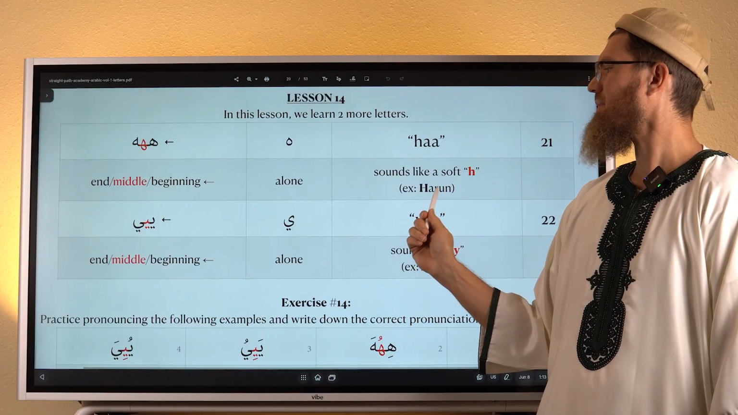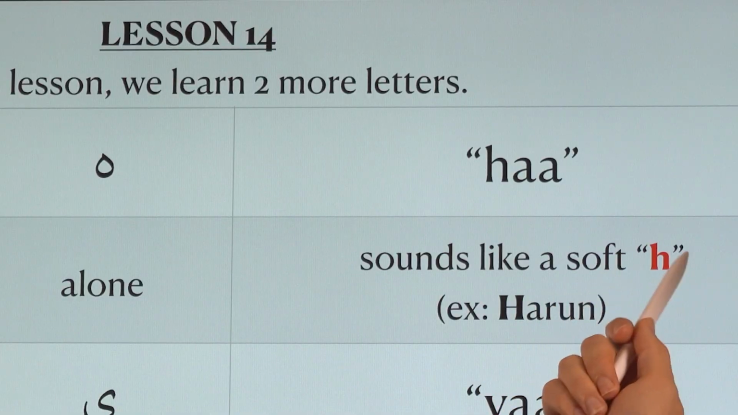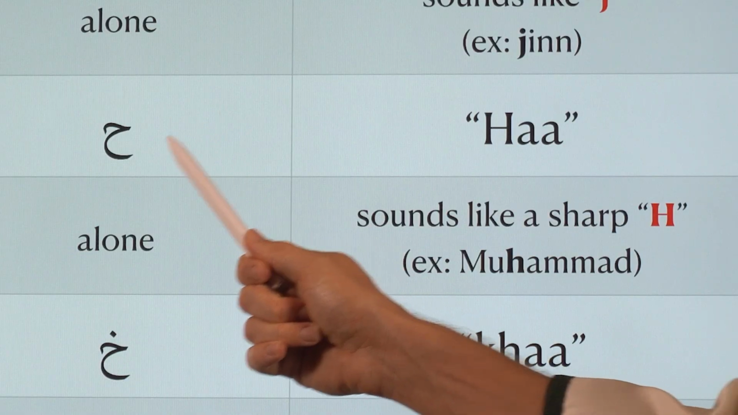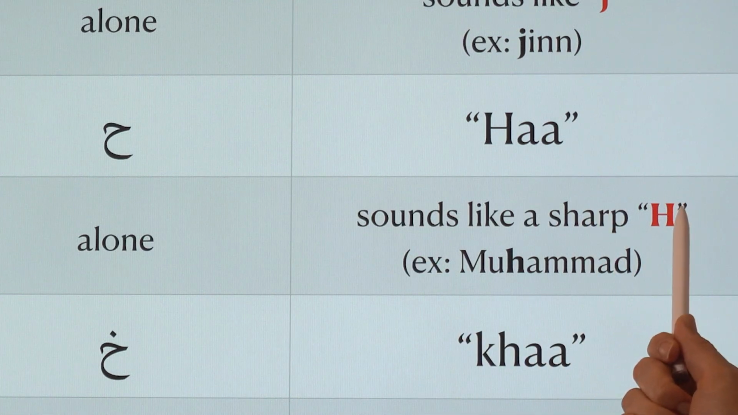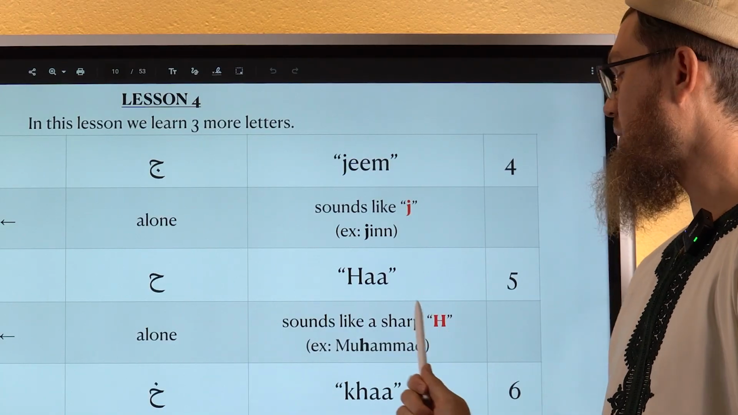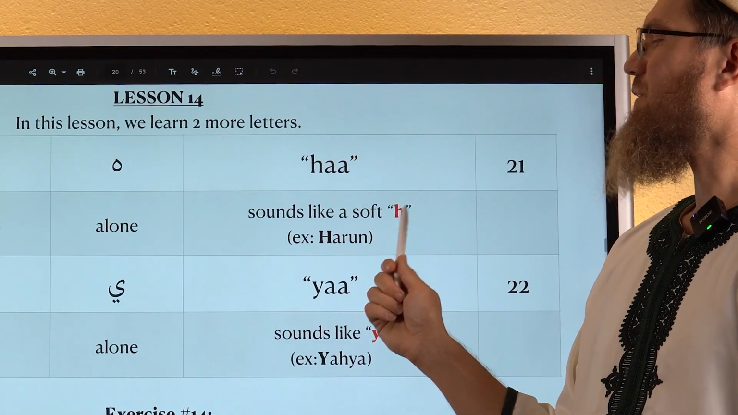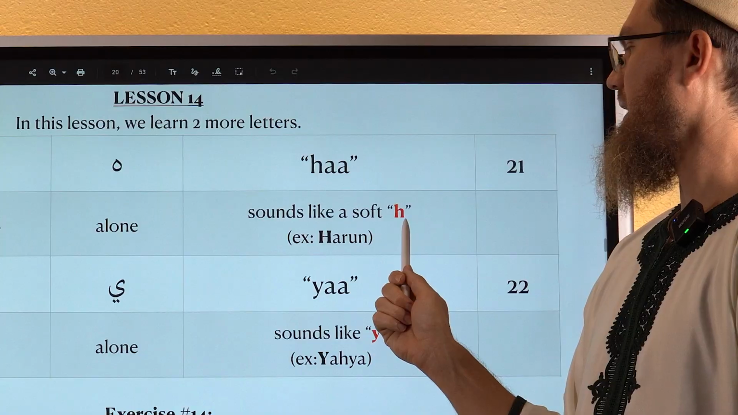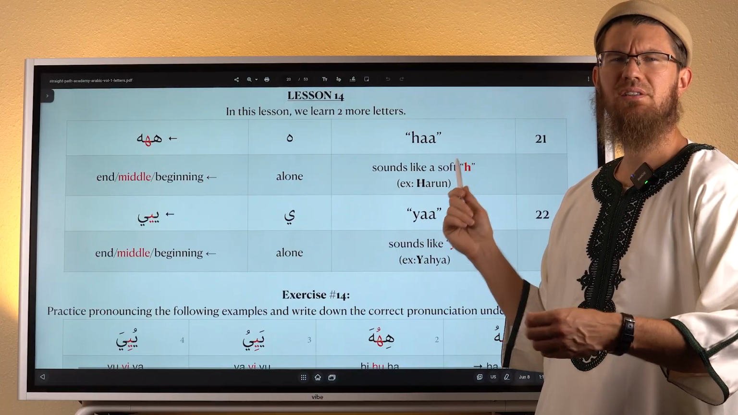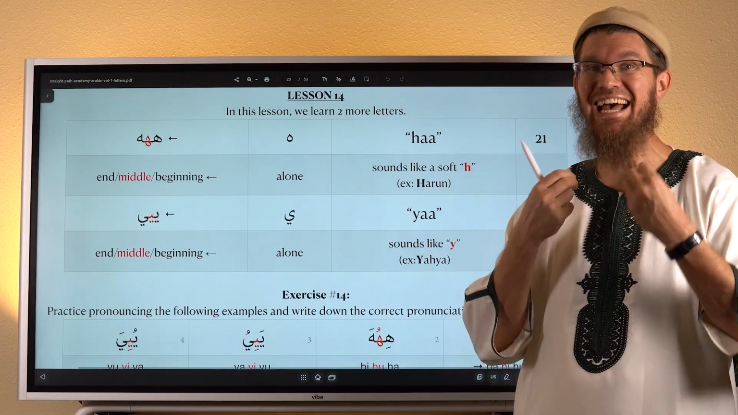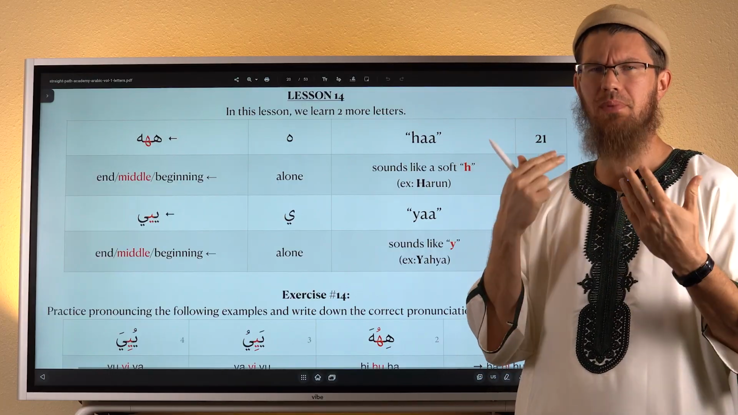It's important to remember that the letter Ha is a soft H because we previously learned in lesson 4 that the letter Ha is a sharp H. That's why the transliteration for the sharp Ha is written with a capital H, whereas the transliteration for the soft Ha is going to be written with a lowercase h. So the soft Ha is just going to be said more relaxed, as opposed to the sharp Ha, where you really have to work your throat muscles a bit more.